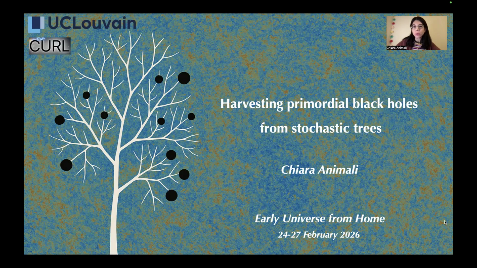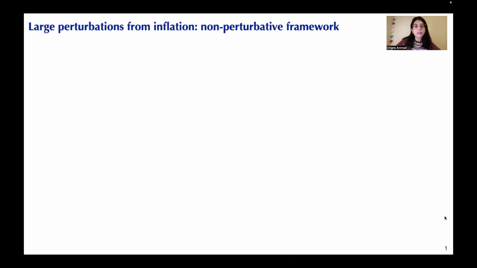And in my seminar, I will present how we can implement stochastic inflation by using stochastic trees, and how we can use this framework to study primordial black hole formation in the early universe. The scenario I'm interested in is the one where inflation produces exceptionally large primordial curvature perturbations that may later collapse and form primordial black holes.